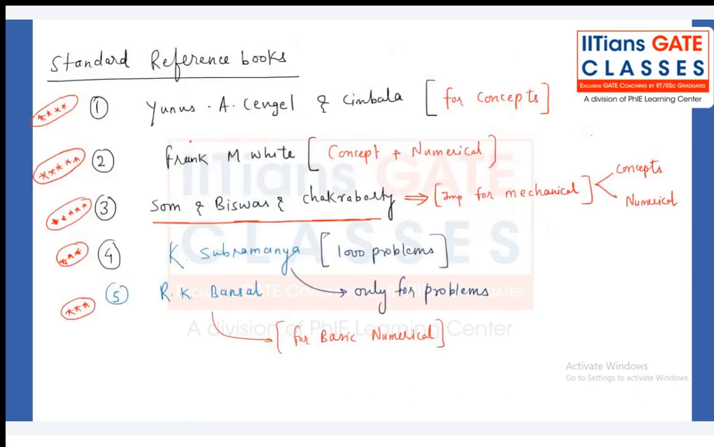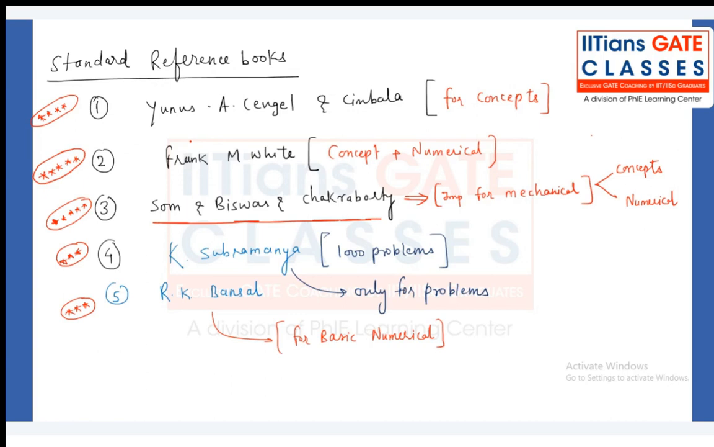Now, the standard reference books that we need to follow for fluid mechanics. As I mentioned, there are five textbooks. What are the textbooks I have mentioned? First is Cengel and Cimbala. The second is Frank M. White. The third is Som, Biswas and Chakraborty. Then K. Subramanian. And the fifth one is R. K. Bansal.